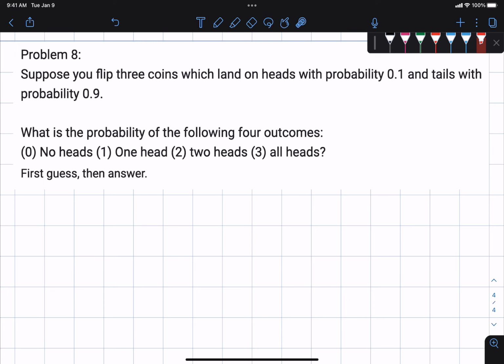Okay, so here we're going to do problem 8, and then we're going to kind of use it as a way to launch us into problem 9. All right, so we're flipping a coin 3 times, and I just want to start off by pointing out that there are 8 different possibilities we could get.